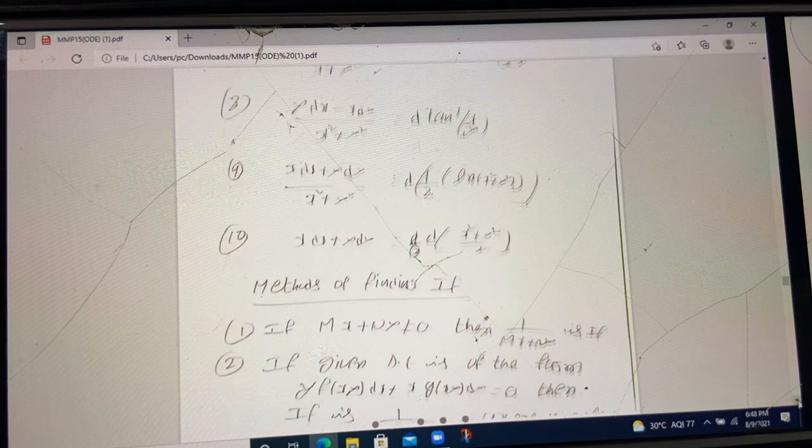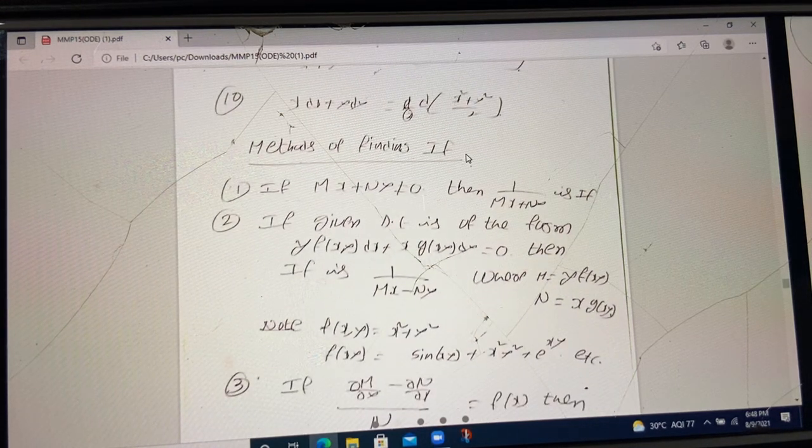How to find? Let us see. Methods of finding integrating factor. If Mx plus Ny is not 0, then 1 by Mx plus Ny is the integrating factor. But always see that Mx plus Ny is a simple factor, like only one term, maximum 2 terms. But if it contains 4 terms, do not consider that as integrating factor, because the problem becomes more complicated than the given question.